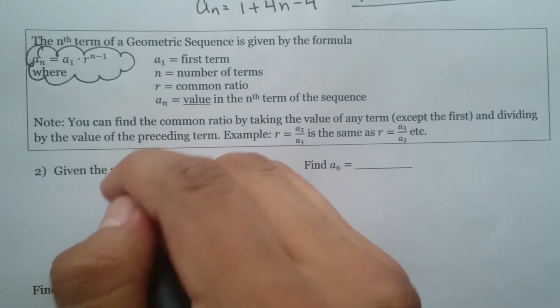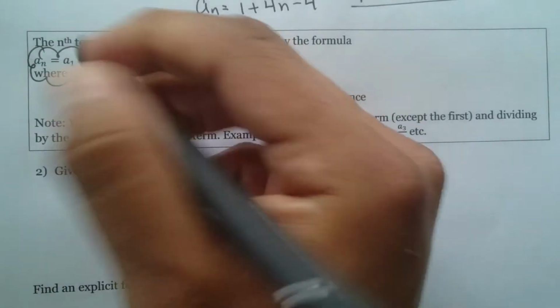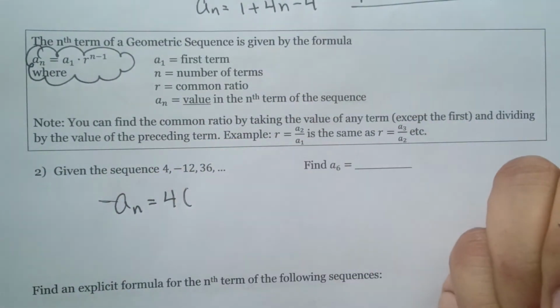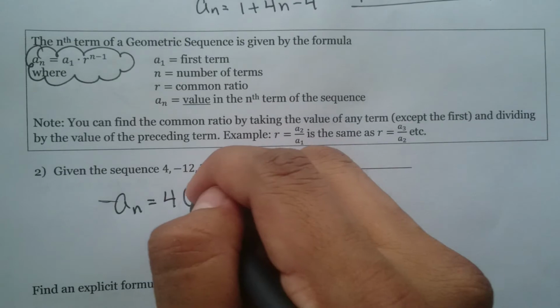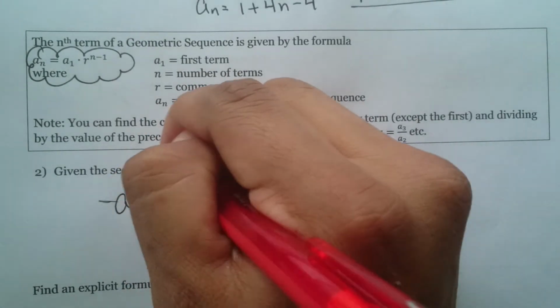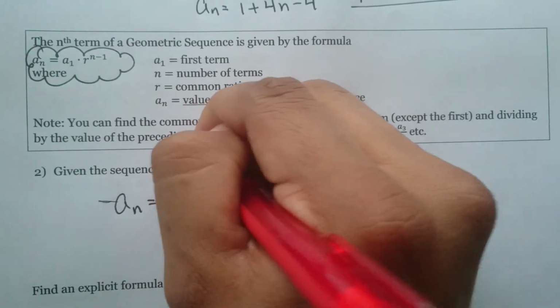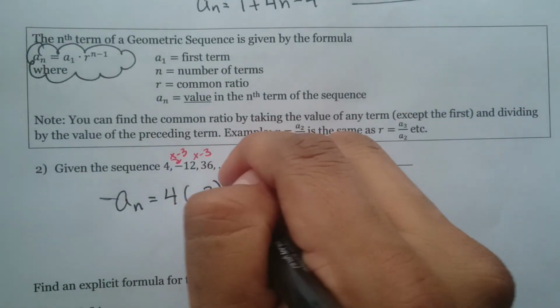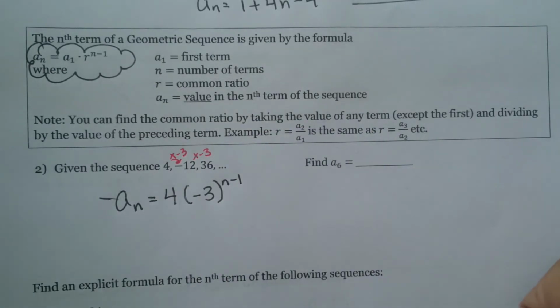Well, a sub n equals the first term, which is 4. My common ratio, what am I multiplying by? Well, negative 3. And it's very important that you put that negative 3 in parentheses. Okay, so again, we're multiplying by negative 3. And then do n minus 1.